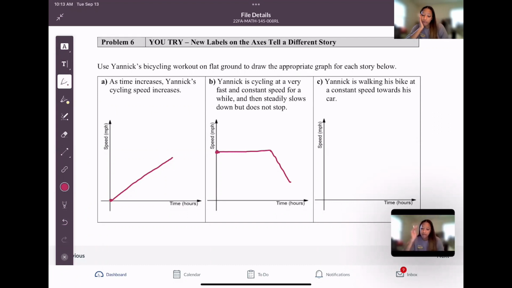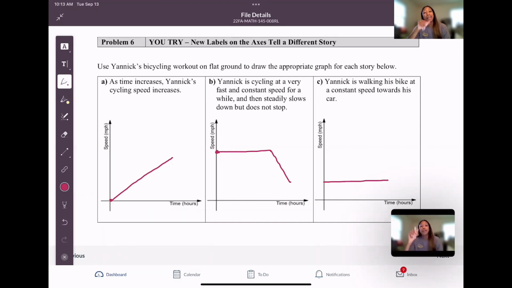All right, and then for part C, Yannick is walking his bike at a constant speed towards his car. Okay. It just says he's walking the bike. That's probably going to be a little lower than if he was riding really fast. And it's at a constant speed towards his car. Doesn't matter which way he's going. If he's walking at a constant speed, we're going to have a horizontal line. The speed is not changing.